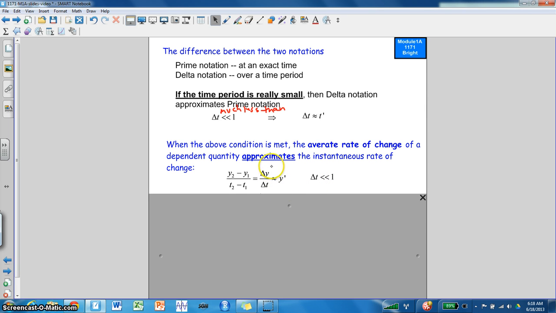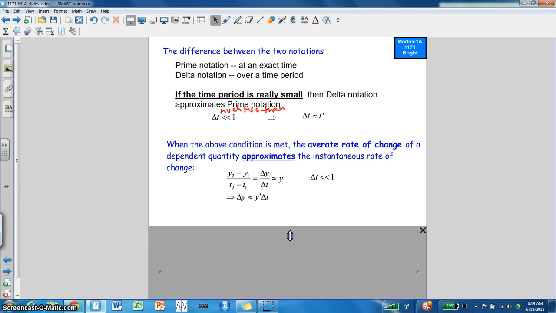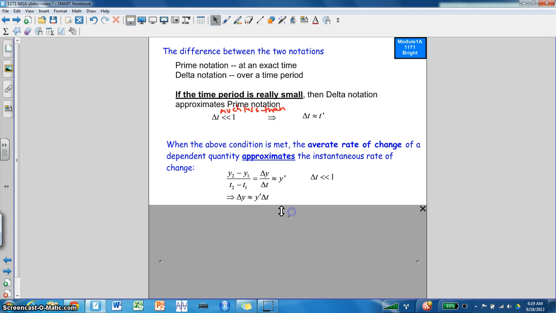This should look fairly familiar. This is just like our slope equation that we wrote before, delta y over delta x. With the average rate of change, it approximates the y prime value. And in fact, we can do even a little bit better. We can rearrange this, multiply by delta t on both sides, and get delta y is equal to y prime delta t.